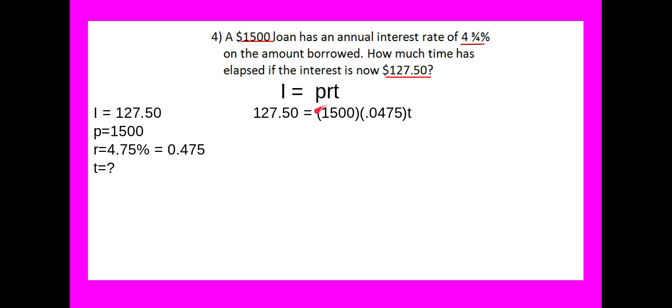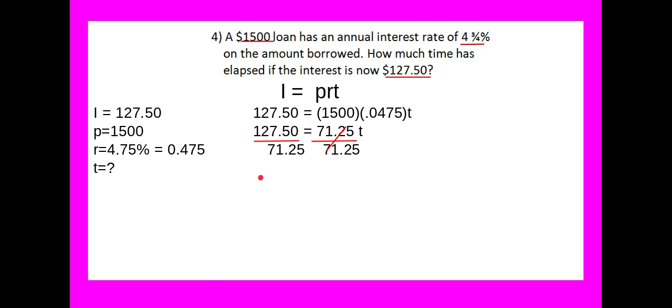Well, first we need to consolidate this side right here. We're going to multiply that and we're going to get 71.25. So you carry everything down except for this changes to 71.25 and you bring your T. Now, how do we get T by itself? Oh, right. We divide by 71.25 on both sides.